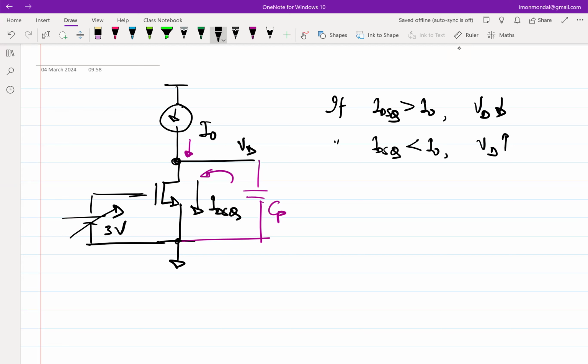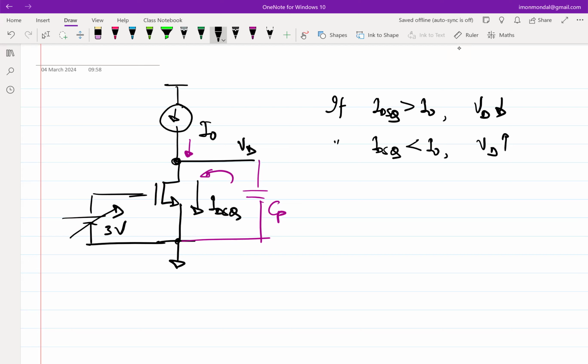Right? If VD is going up, I know that the amount of current that I am pulling out through the transistor is insufficient. And if VD is going down, I know that the amount of current that I'm pulling out of the transistor is more than I0. So that node voltage has the requisite information. Do you agree with that? Okay. So now let's flip the argument on its side.